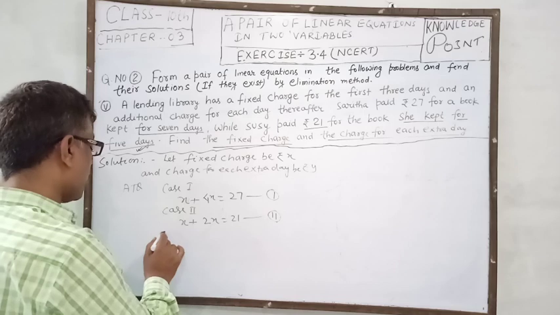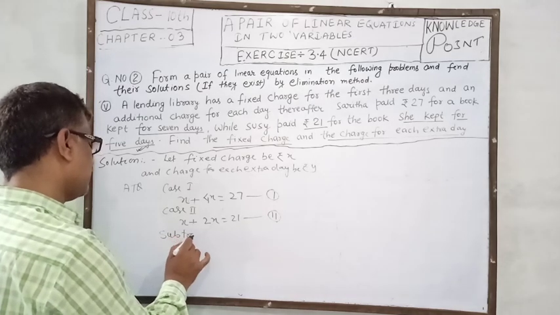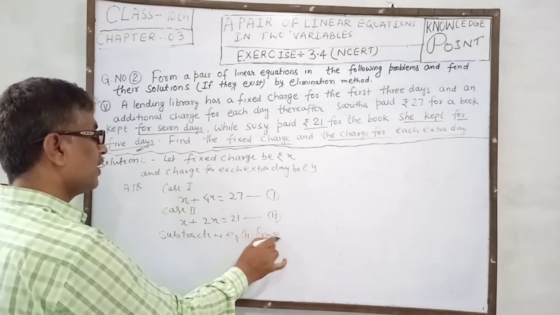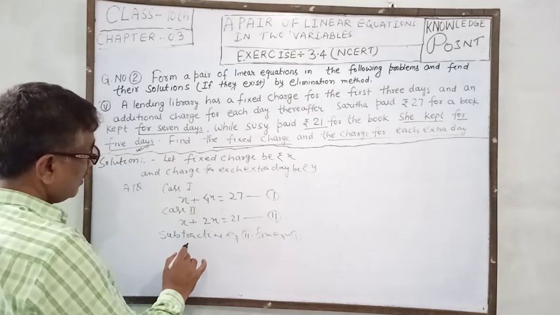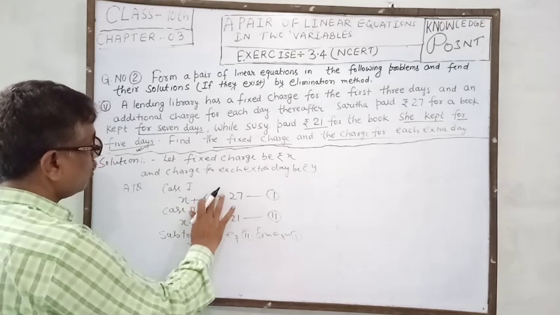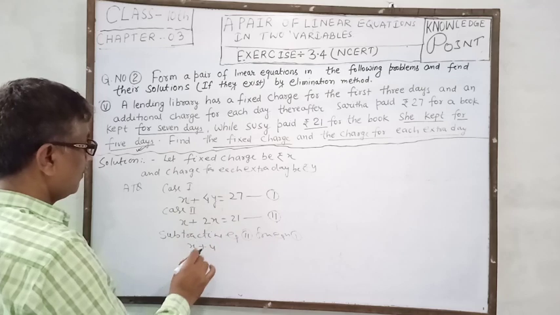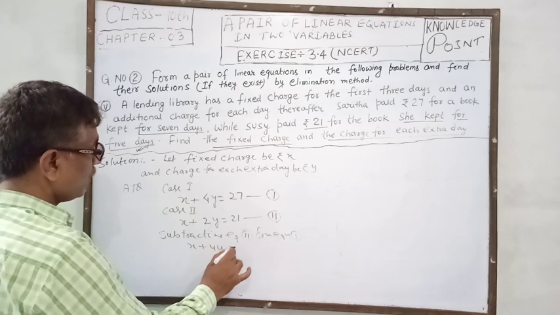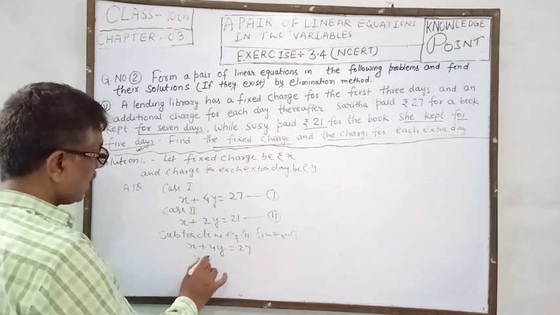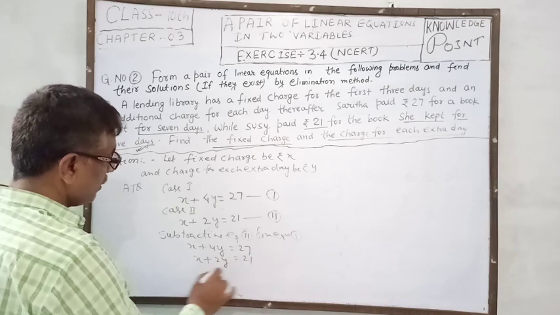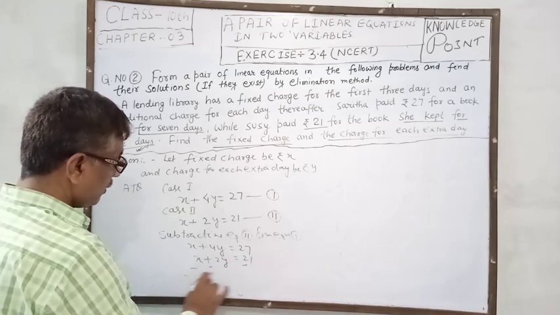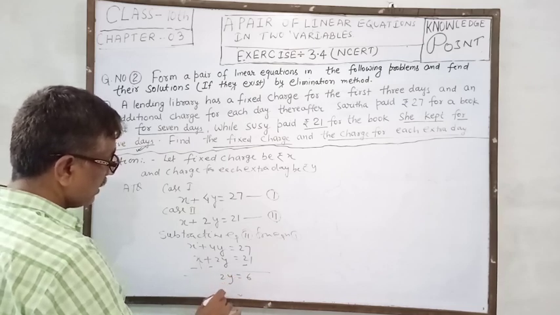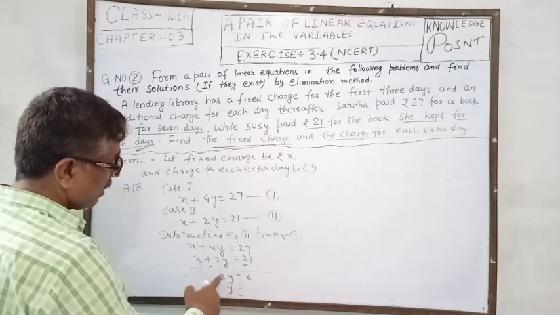Now subtracting equation 2 from equation 1. Here x plus 4y equals 27 and x plus 2y equals 21. 4 minus 2, 2y equals 6. So y equals 6 by 2, that is 3.